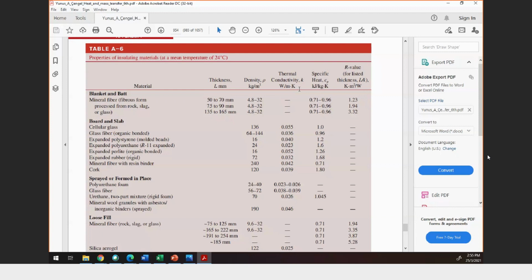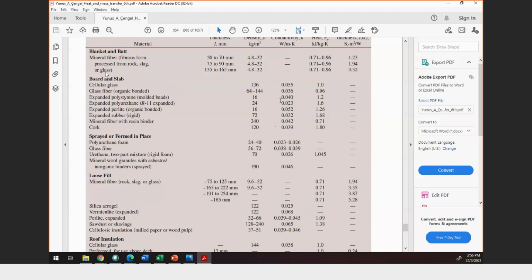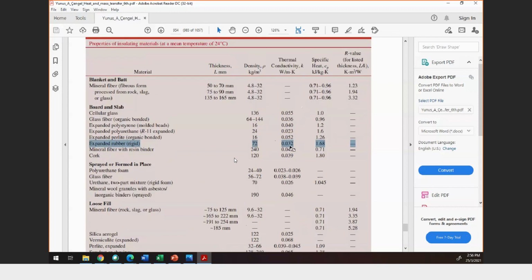A6 rubber, which one? Expanded rubber. Then what and select. Okay, yes, rubber. This one, correct, not 0.032. Expanded rubber. Oh yeah, the K is very small, so no wonder.